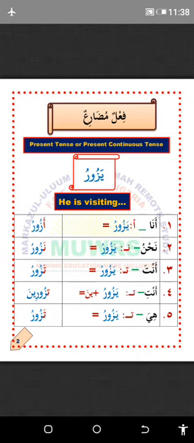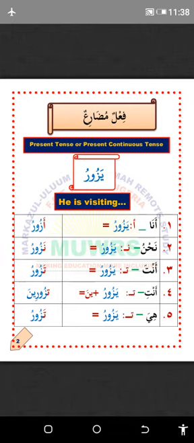Ithnan, number two. Nahnu, we. So how do we change the verb yazuru to suit nahnu? All you need to do is to detach ya'un and attach nunun. So the verb yazuru will now become nazuru, which means we are visiting.